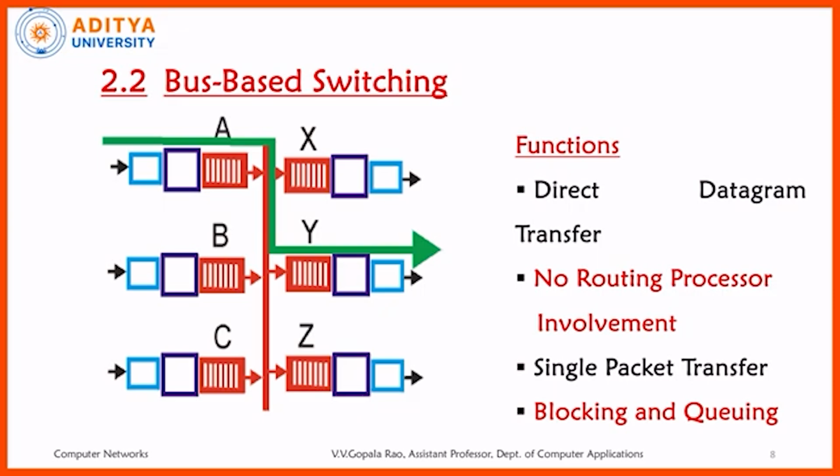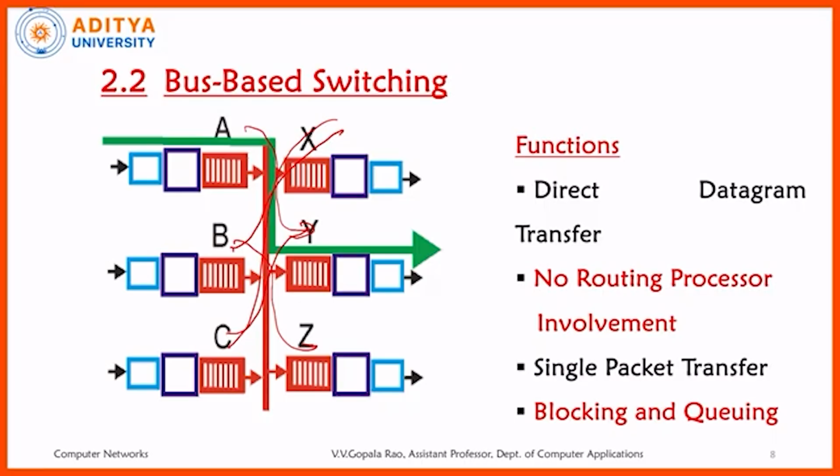Suppose A is interested to talk to Y. In the red, a common channel is there that is called a bus. By using the bus, A can temporarily have a transmission from A to Y. The same red channel can also be utilized by B to talk to X. Similarly, B can talk to Z, C can talk to Y, C can talk to X. Like that, the same common channel can be used by different input ports to transmit information to the several output ports, using a common bus. So that is why this is called bus based switching.